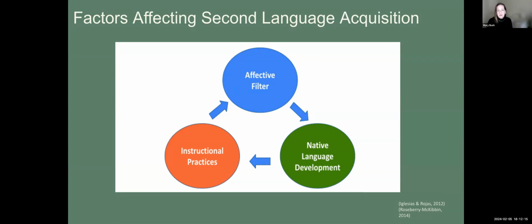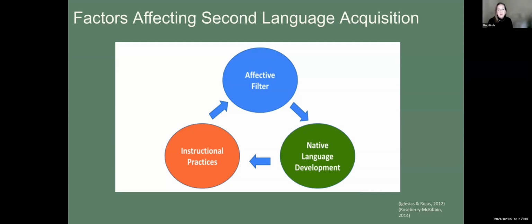And finally, one of the most important things that's going to influence a student's acquisition of language is going to be the instructional practices of the teacher. Are they providing services in that student's native language? It's not necessary for a good teacher to be able to do that, because a lot of our districts don't have the ability to do that.